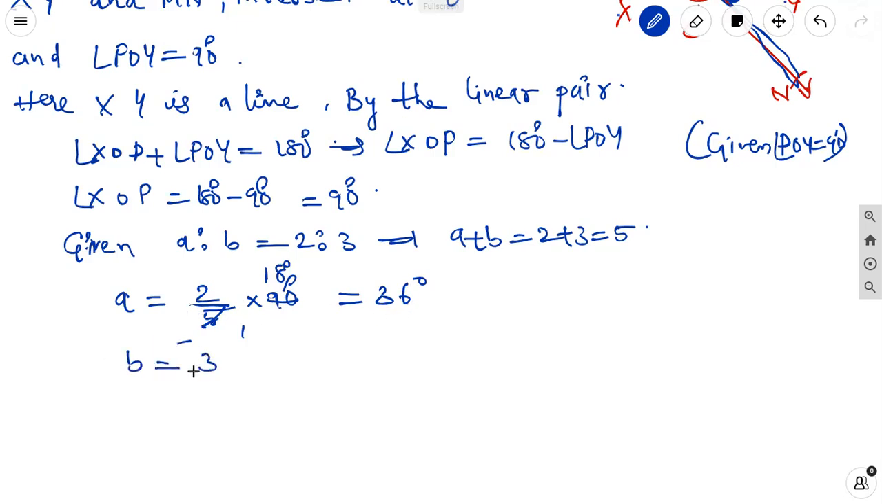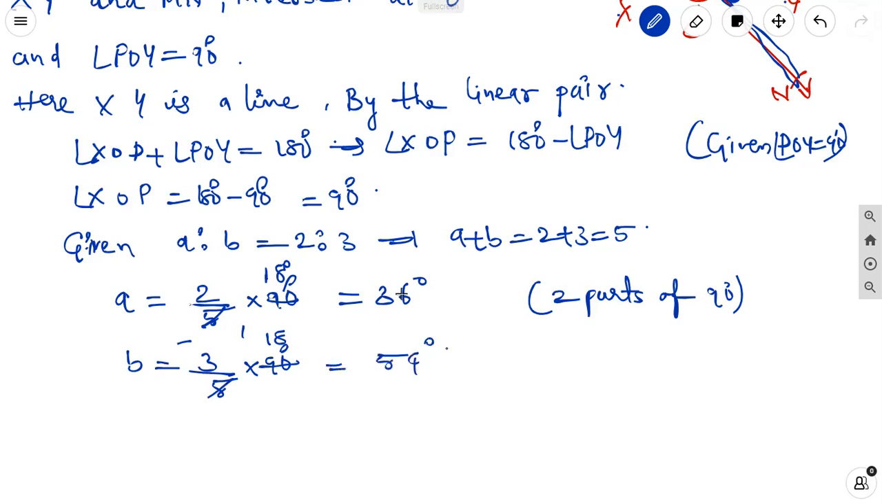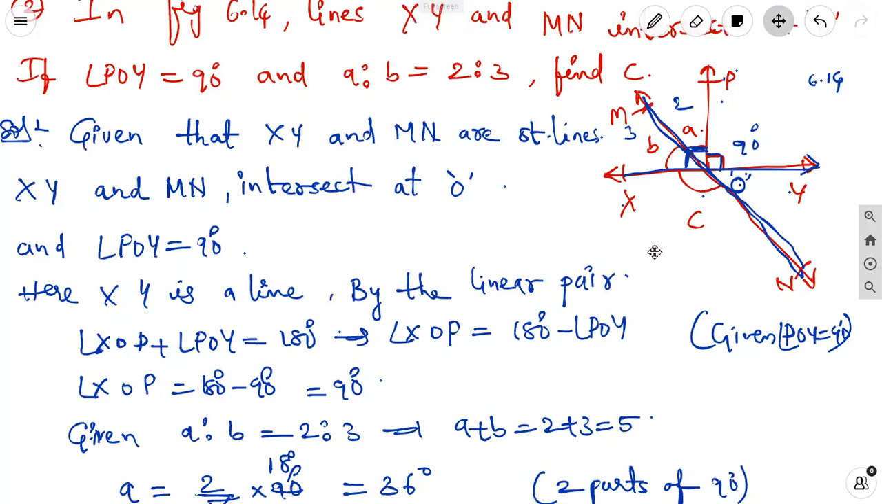And B is equal to 3 by 5 into 90 degrees. Why? Because 2 parts of 90 degrees, 3 parts of 90 degrees. 5 ones are 5, 18 threes are 54 degrees. You add these, and you get 90 degrees. So B equals 54 degrees, we got it from the relation of A ratio B, 2:3, in the XY line. Next, just see, MN is a straight line.